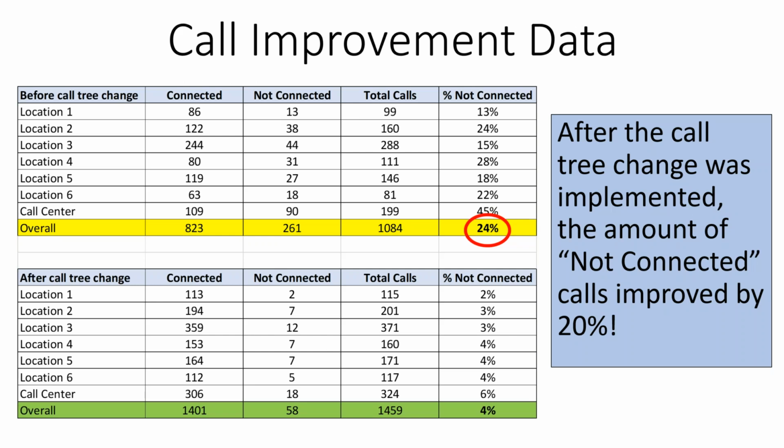So after we listened to it, we're like, oh my gosh, this is terrible. And so we changed the recording to be much more streamlined. We literally re-recorded it, had them send it over, and within a couple of days, the new call tree was implemented. And look what happened. We went from 24% not connected to 4%. That was a massive, massive finding.